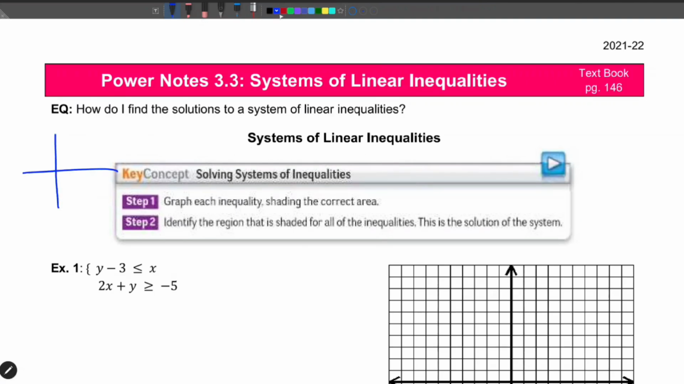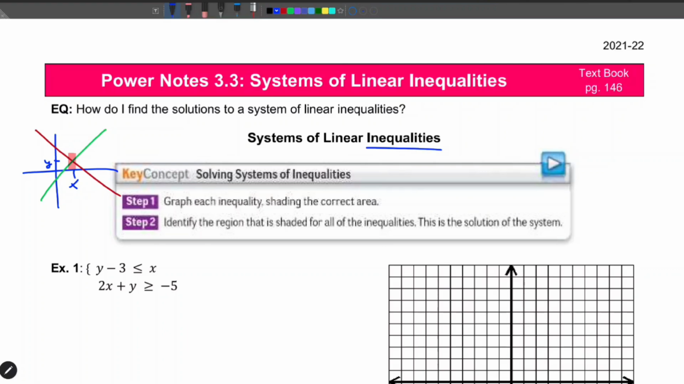So if we had a graph, for example, and then we had two lines that intersect at some point, that point of intersection, that x and y coordinate where they meet, that's our solution to the system, right? If they meet. They don't always meet. So today we're working on systems of inequalities.